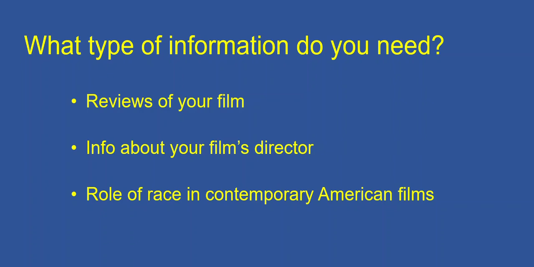So let's get started. First, let's think about what type of information you need for your essay. What kind of information do you want to read about the film that you've selected? First thing is you'll want to look for reviews of your film. You also may want to look for information about the film's director. And also, since you are writing about code switching, you want to look at the role of race in contemporary American films. So now we're going to look for this information by searching in 2 of the library databases. So let's go there now.